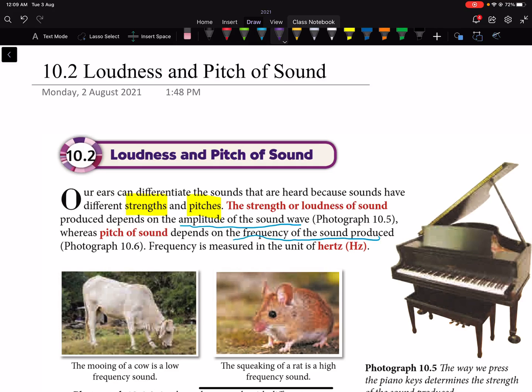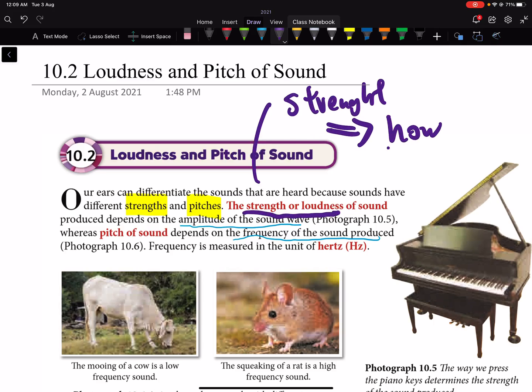Okay? So, first of all, the strength in our case would basically mean how loud it is. If you have low strength, it will be very soft. And if you have high strength, it will be very loud. I'm not going to make it too loud.